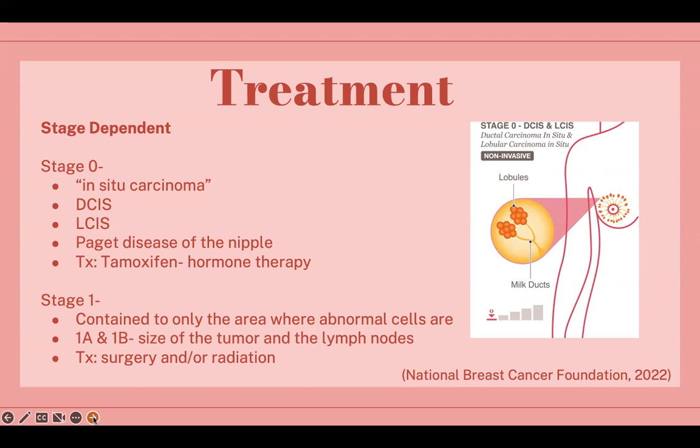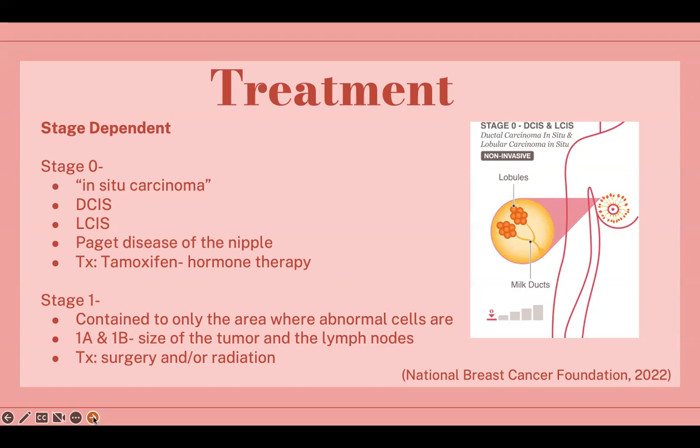The next one being LCIS, or lobular carcinoma in situ, at stage 0, is generally not considered a cancer. Although it has carcinoma in the name, it really describes a growth of abnormal but non-invasive cells forming in the lobules. Lobular carcinoma may indicate a woman has an increased risk of developing breast cancer. The best treatment route for stage 0 is tamoxifen, which is hormone therapy that we will be discussing in further slides.